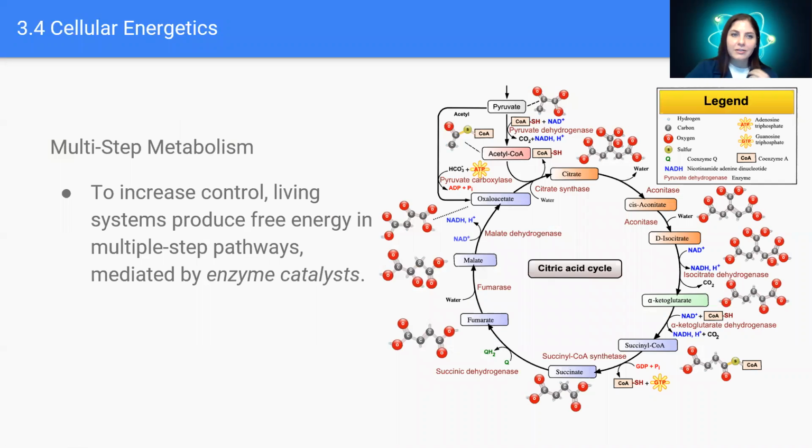And so we have these multi-step metabolisms that are occurring constantly. And first of all, don't worry, you do not need to know all of these reactions that are going on in the citric acid cycle. This is just to demonstrate how complex all of these little energy transformations are, and how many of these are simultaneously going on in our body at once. And so to increase control, living systems produce free energy in many multi-stepped pathways mediated by enzyme catalysts.